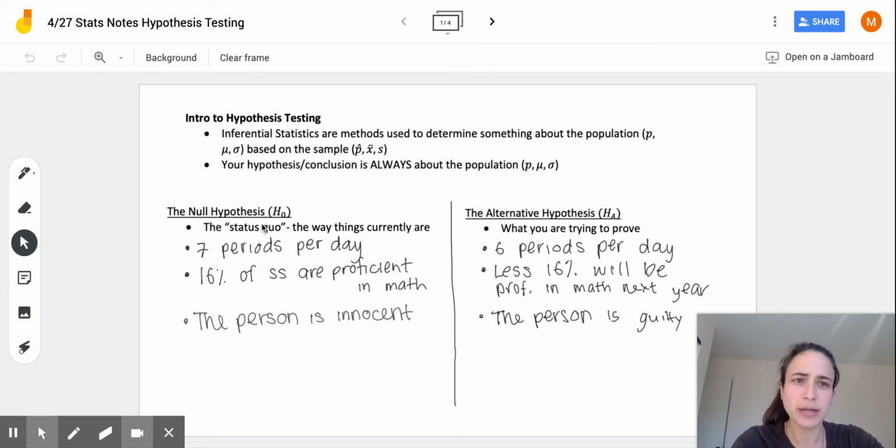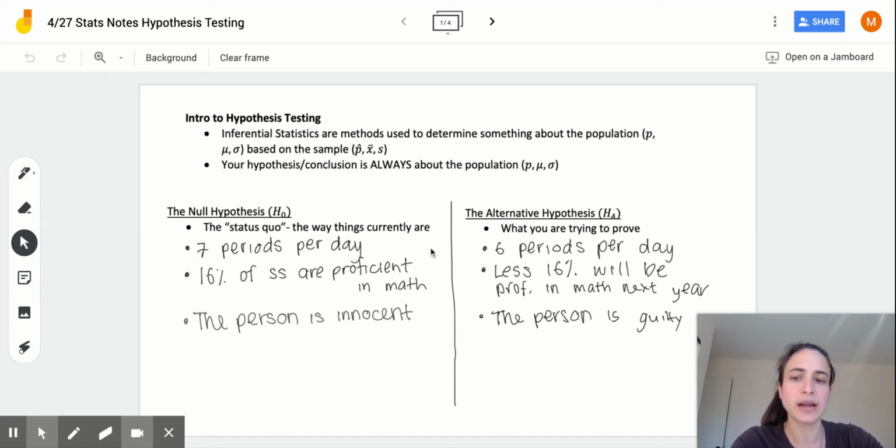So the null hypothesis is H0. It's the status quo, it's the way things currently are. This hypothesis is often referred to as the no difference or no change hypothesis. This would be, in fact, that the person is innocent. What we knew was true all along, because we always assume that they're innocent until they're proven guilty. Okay, it's the status quo of what's happening right now.